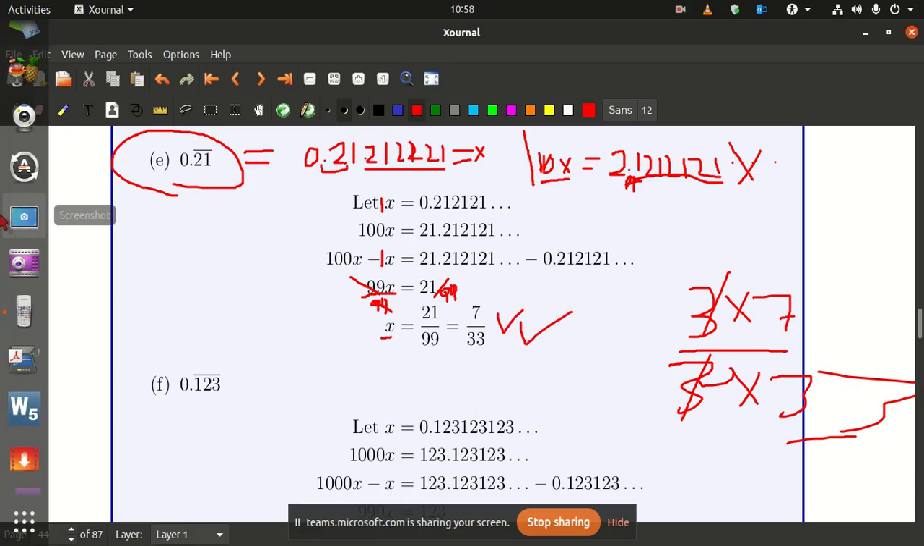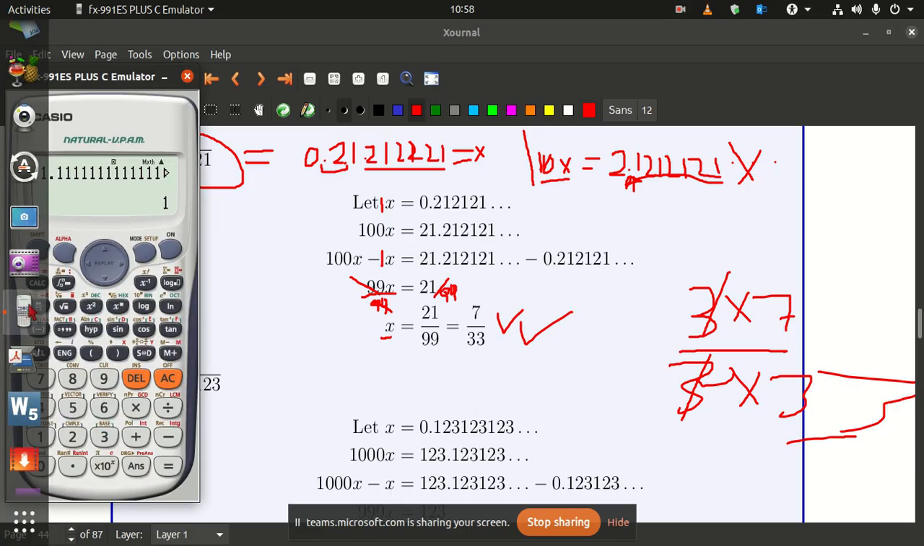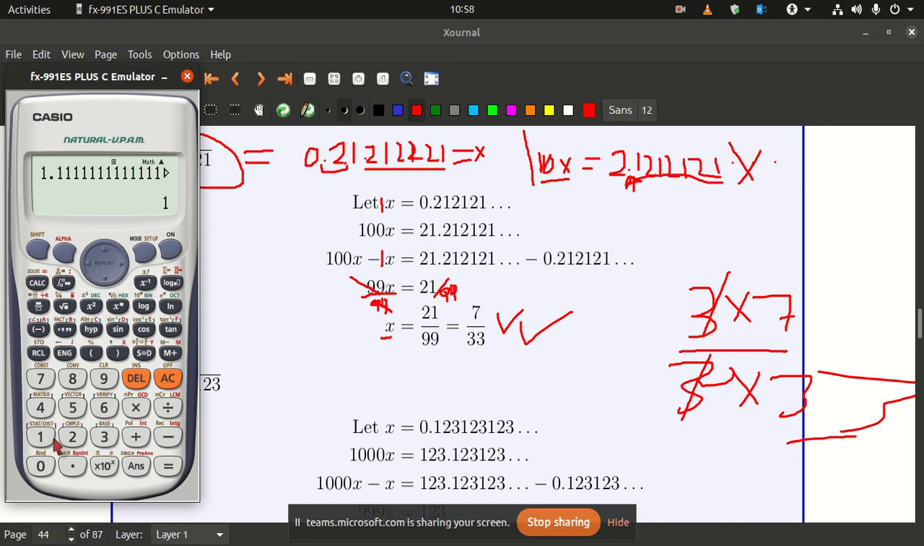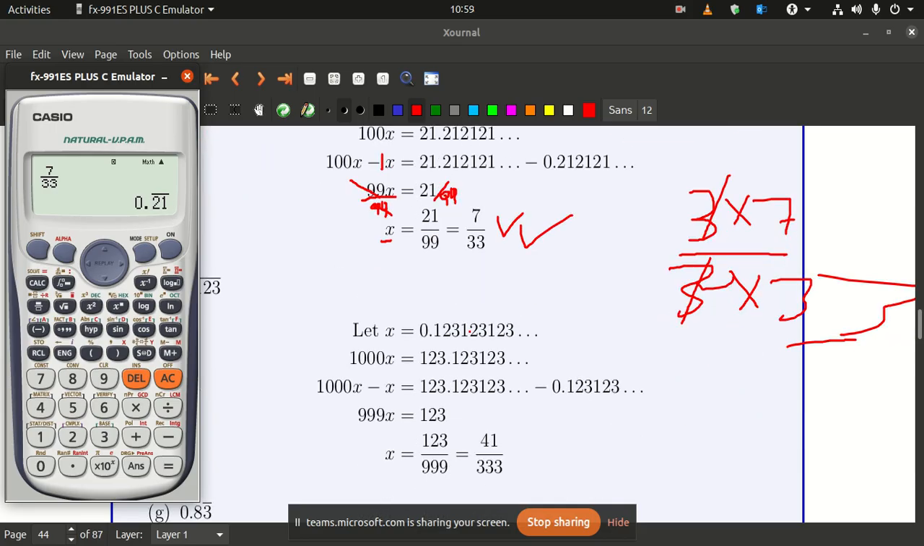Is there anyone who has a question so far? Of course, if you can see here, I have 7 divided by 33. Just to confirm, what am I getting? I get 0.21 bar, or 0.21212121. That's about it. Anyone who has a question, please ask your question.